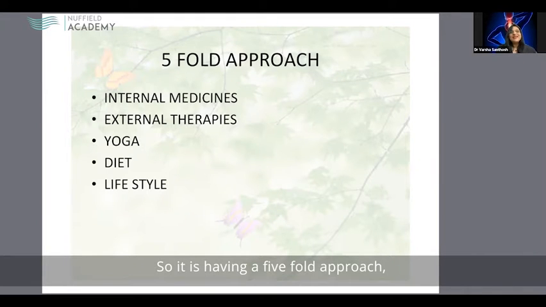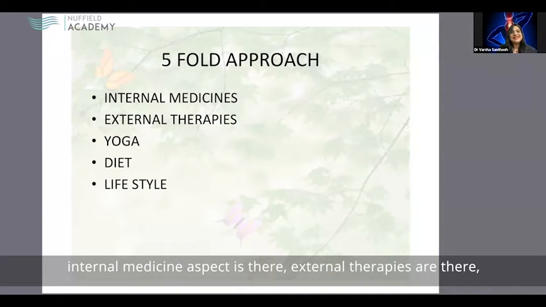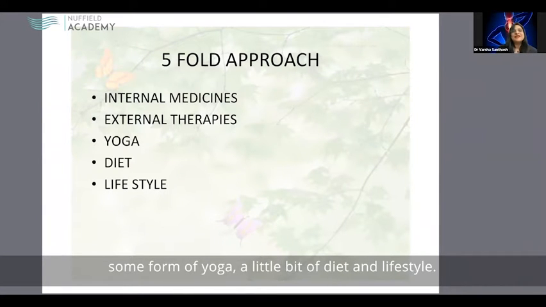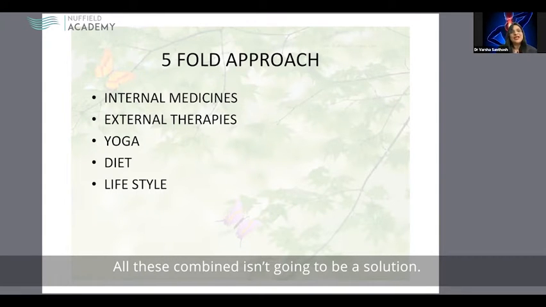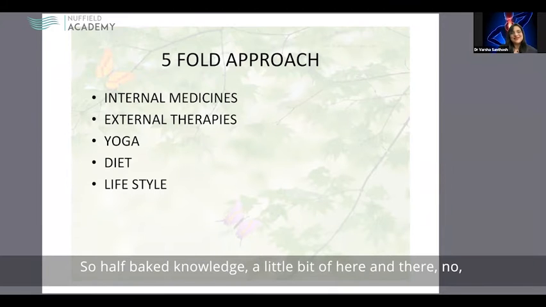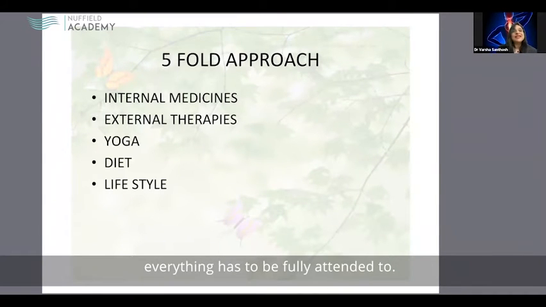So it is a fivefold approach. Internal medicine aspect is there, external therapies are there, some form of yoga, a little bit of diet and lifestyle. All this combined only is going to be your solution. So half-baked knowledge, a little bit of here and there, no. Everything has to be fully attended to.